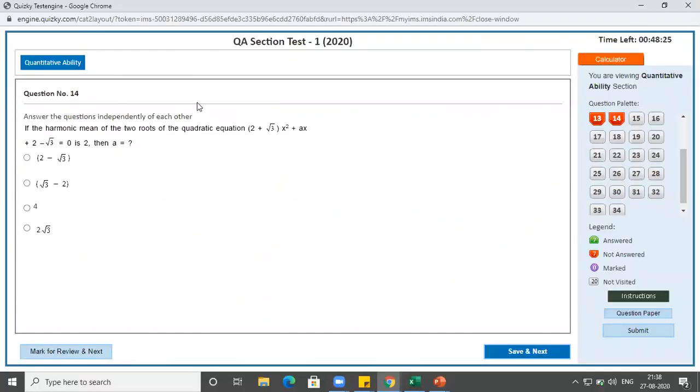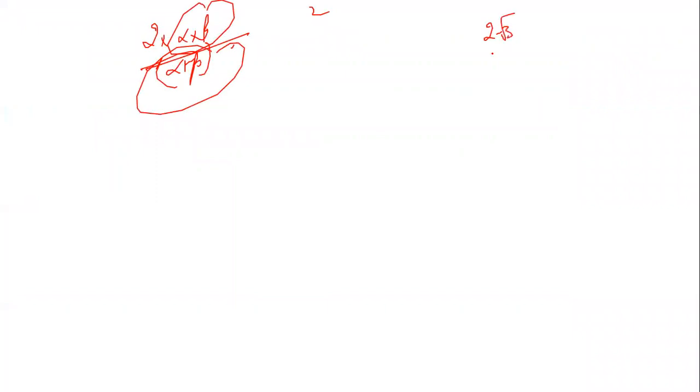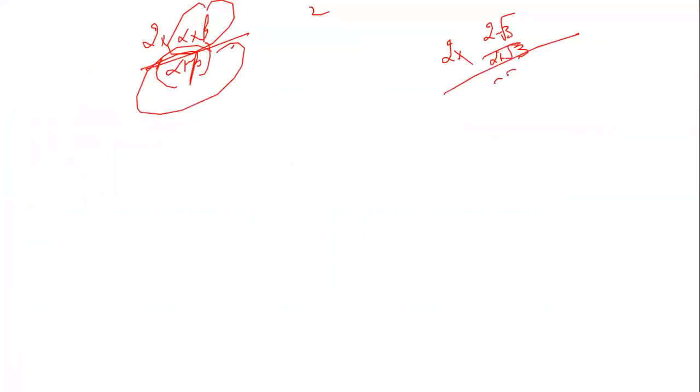2 plus root 3, that is ax square plus ax plus c plus bx plus c is 2. Harmonic mean is what? 2 into harmonic mean किसका है? Of the two roots. Okay, 2 into alpha into beta plus alpha divided by alpha plus beta. So product of the roots divided by sum of the roots. Product of the roots is c upon a, that is 2 minus root 3 upon 2 plus root 3 divided by the sum. Okay, sum is minus b upon a, that is minus a upon 2 minus 2 plus root 3. So it cancel हो जाएगा. So this becomes 2 into 2 minus root 3 on a.